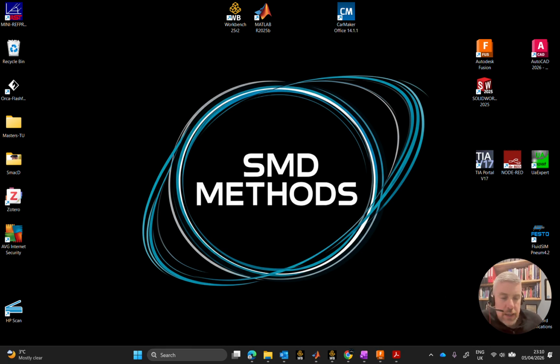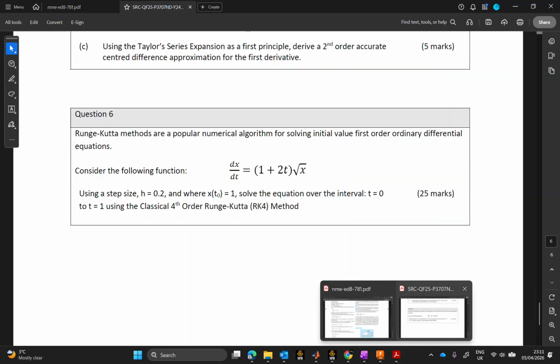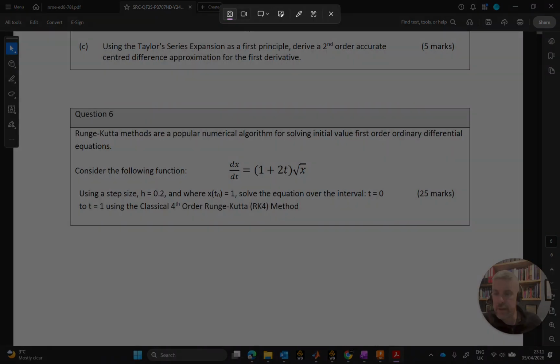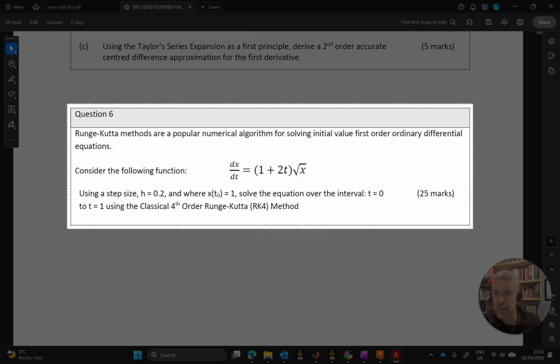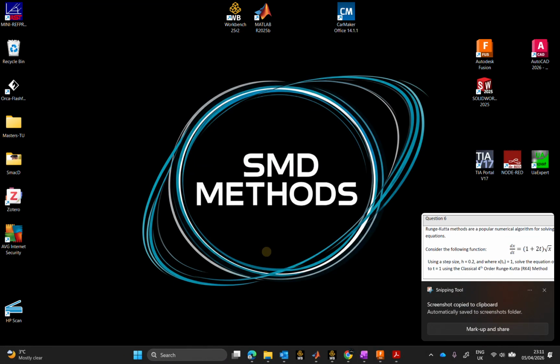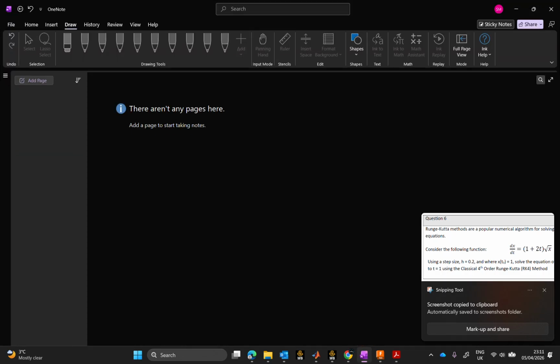So the question I'm going to tackle comes from a Southern Regional College summer exam for the Numerical Methods for Engineers module on their Bachelor of Engineering top-up course. The summer 2024 paper gave this problem in question 6, and I thought it'd be no harm in tackling it and seeing how we go on with it. So what I'll do is I'll put this into OneNote initially.